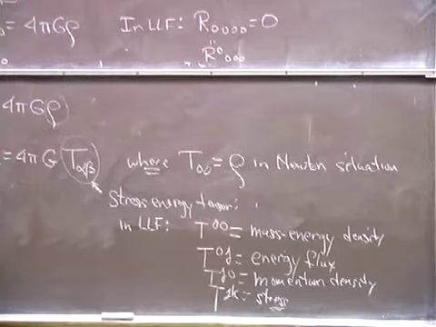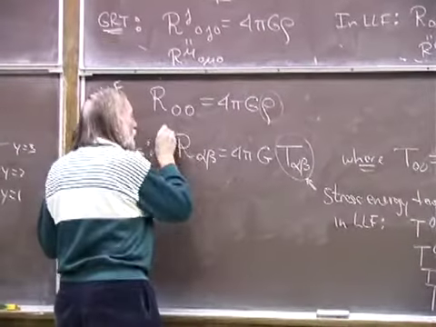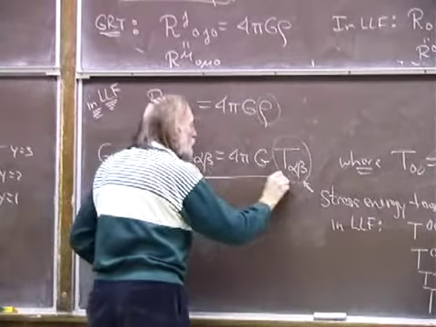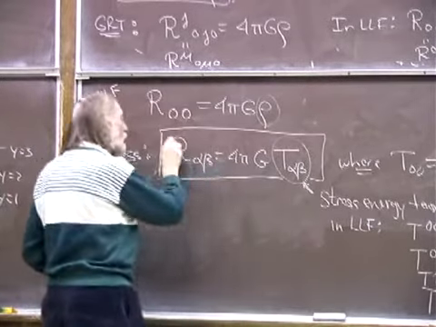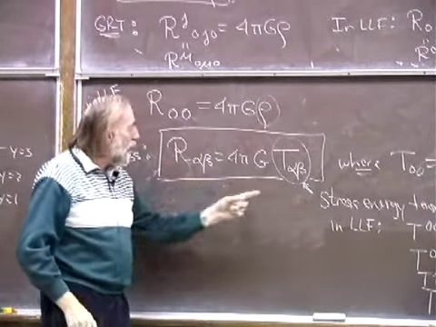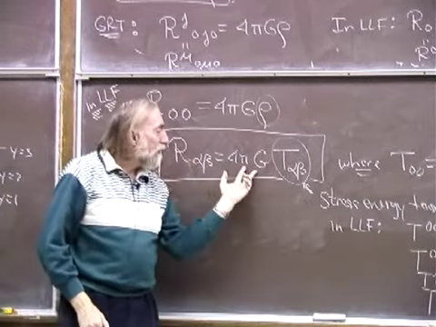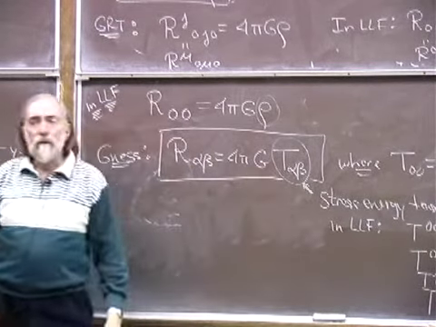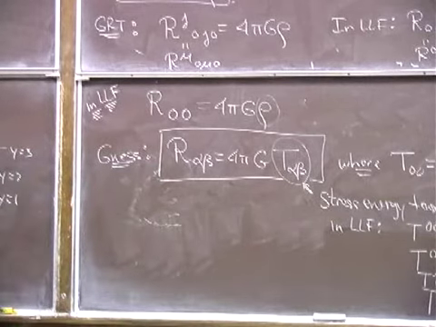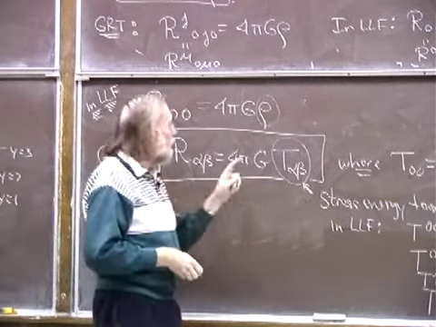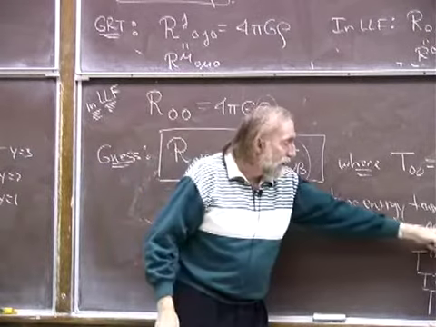And so our guess at this point is that the Einstein equations should say that R_{alpha beta} is 4 pi G times T_{alpha beta}. The Ricci tensor, aside from some multiplicative factor, is equal to the stress energy tensor. The dominant part of the stress energy tensor in a nearly Newtonian situation is the time part, which is mass density.